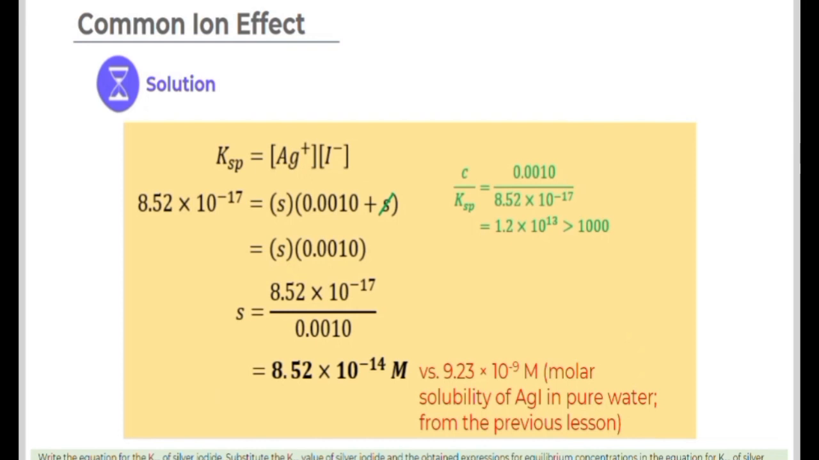Solving for S in the simplified equation, we get S equals 8.52 times 10 raised to negative 14 molar. This is smaller compared to 9.23 times 10 raised to the power of negative 9 molar, which is the molar concentration of silver iodide in pure water as calculated from the previous lesson. This proves the effect of a common ion on the solubility of an ionic compound.